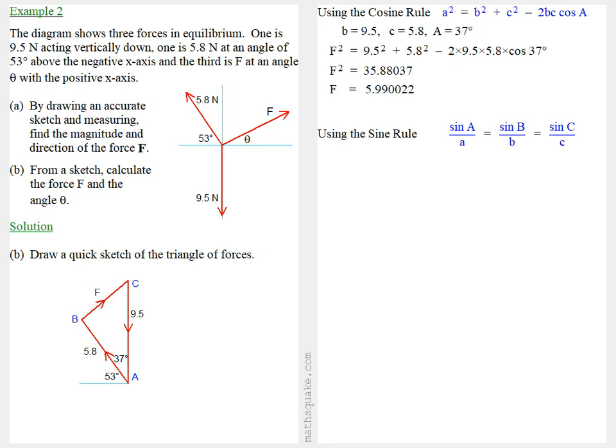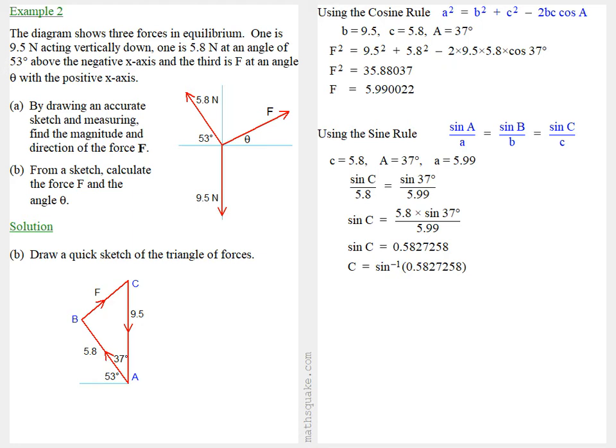Sine A over a equals sine B over b equals sine C over c. And we've got the side c is 5.8, the angle A is 37 degrees, and the side a is 5.99. So, sine of C over 5.8 equals sine of 37 over 5.99. And if we multiply both sides by 5.8, we get sine C is 5.8 sine 37 over 5.99, which means sine C is 0.5827258, and C is the inverse sine of that.